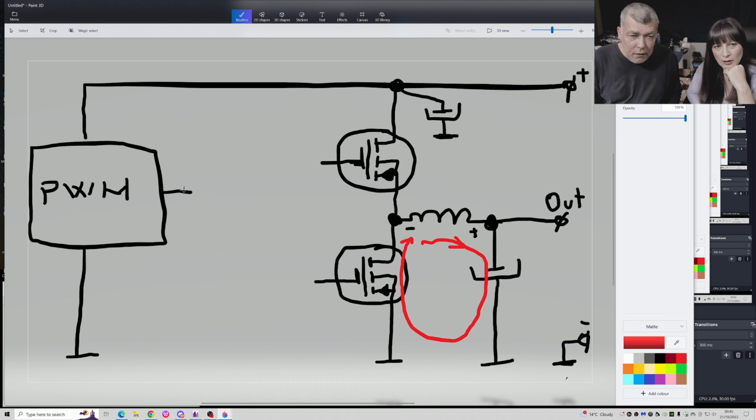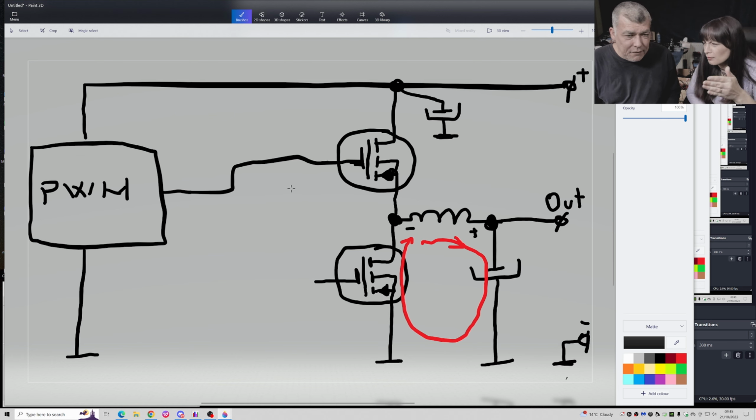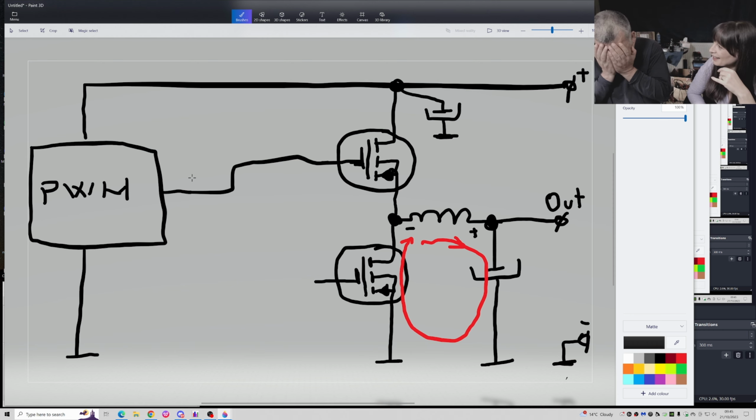So this one can be connected here straight away, and you have another output to connect the other one. It's simple.